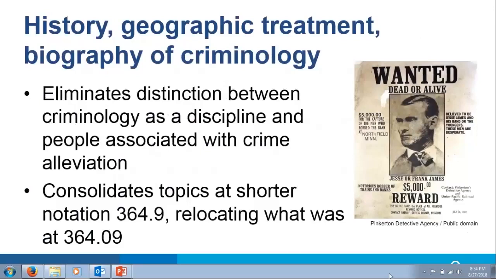So we saw that this 364.9 notation was in greater use than 364.09, so we wanted to consolidate those together so criminals and criminologists go in the same place with some notes for specific classes that would go elsewhere.